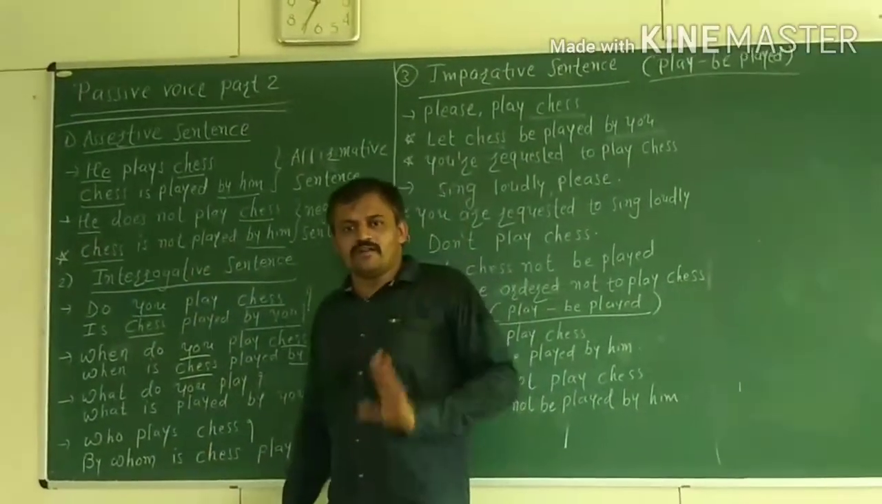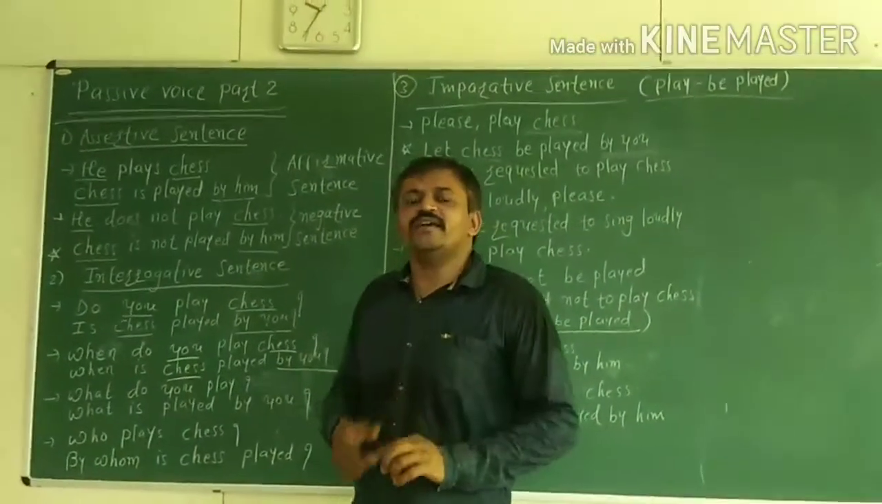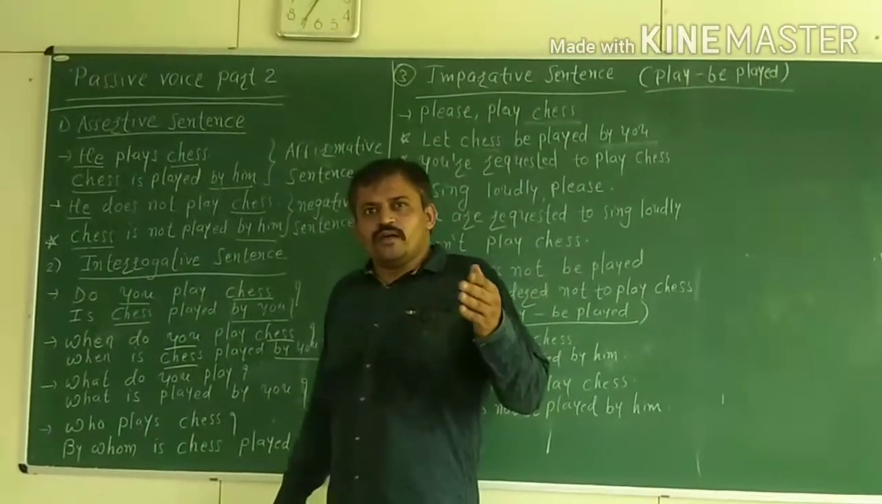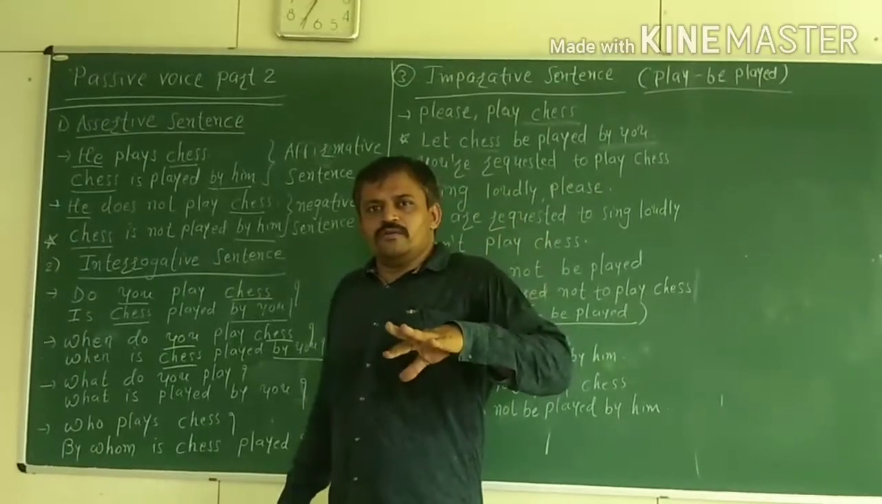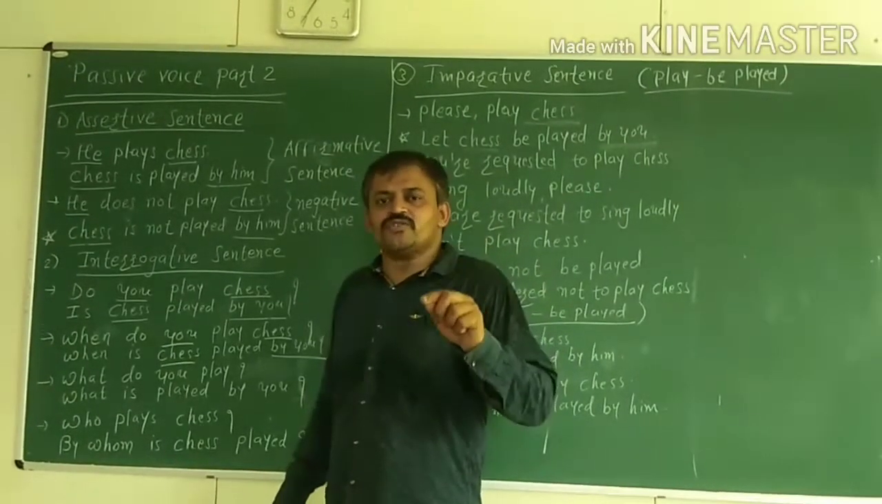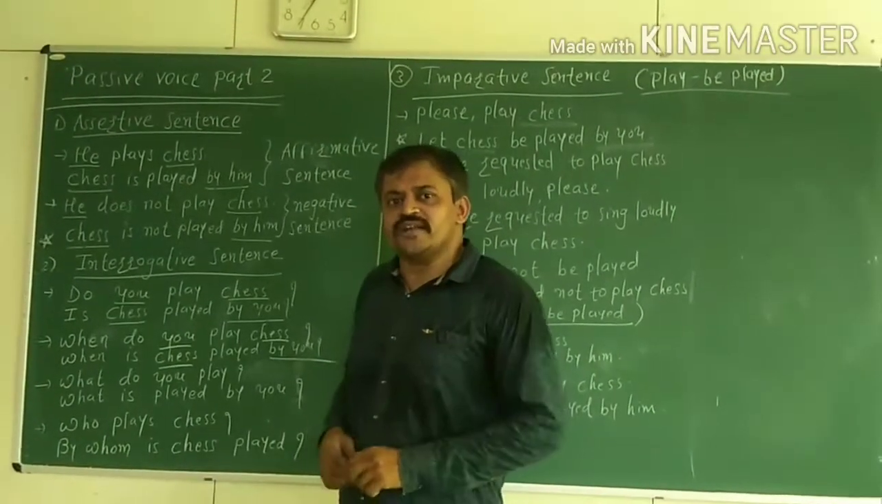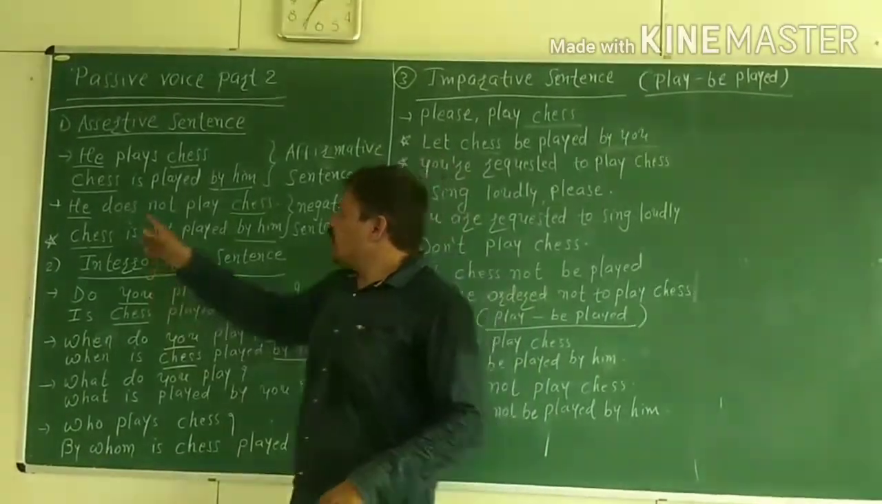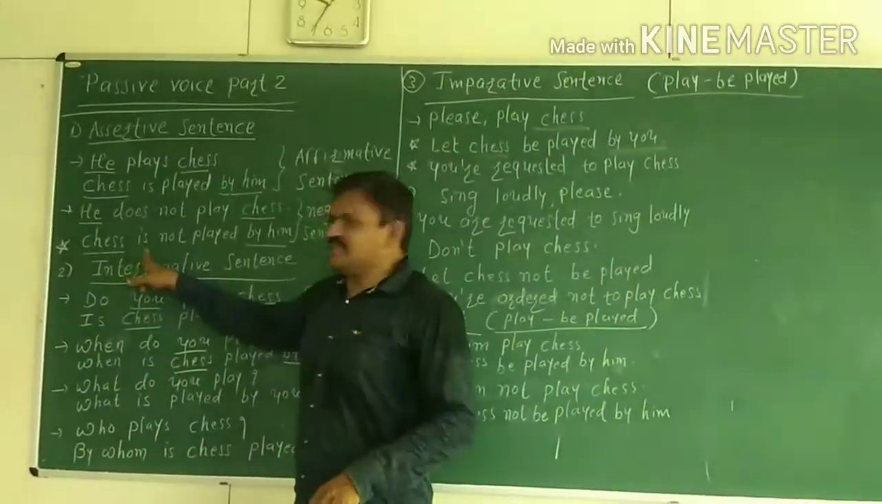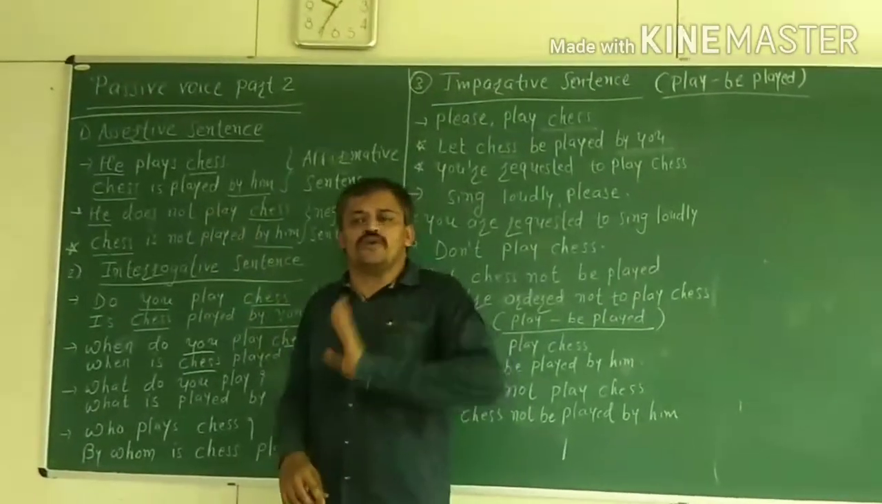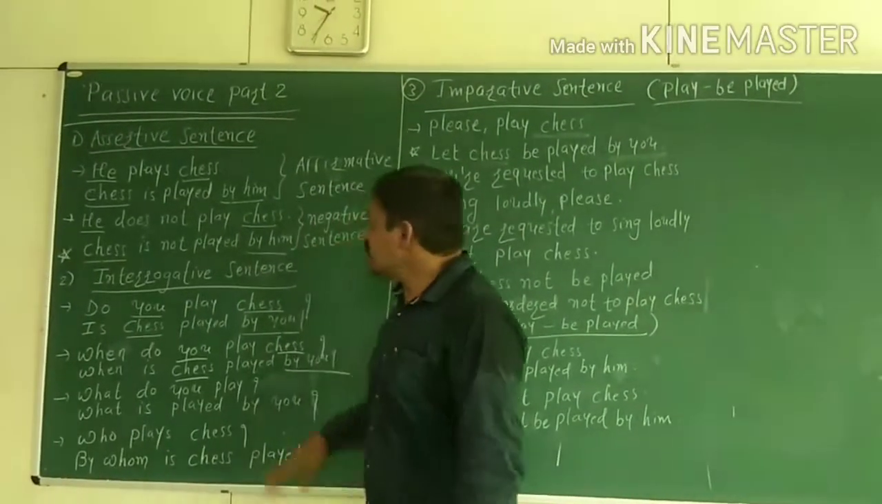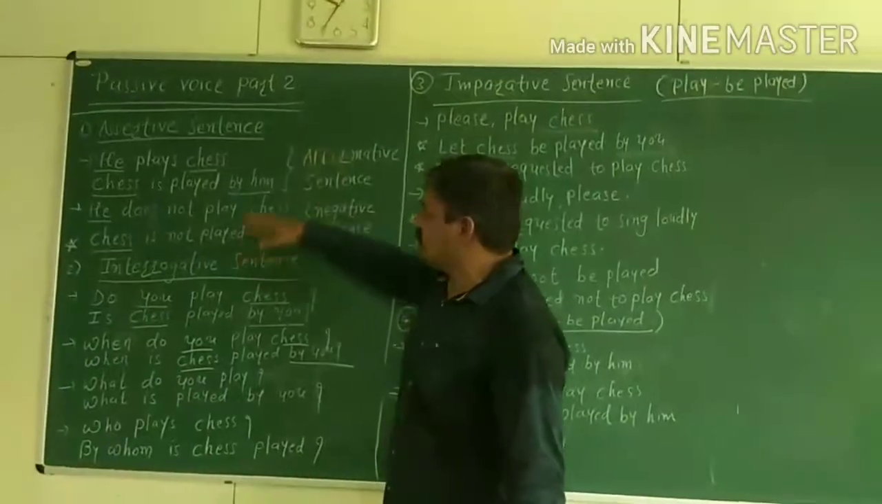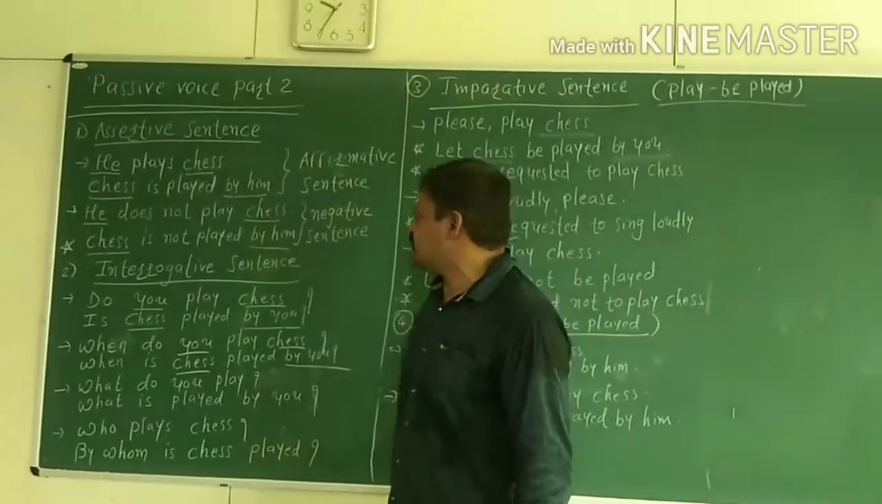We have to remember first thing that when we are going to turn the negative and the interrogative sentence into the passive voice, at that time do and does become is, am, are, and did becomes was, were. That we have to remember. Okay. So this is the assertive sentence and these are their illustrations, examples.